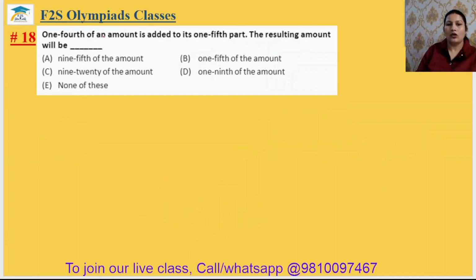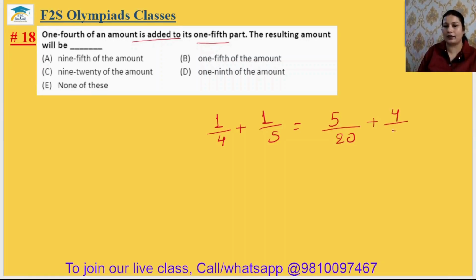Question number 18. 1/4 of an amount is added to 1/5 part. So 1/4 means 1 by 4, 1/5 means 1 by 5. This will be added as 5 by 20 plus 4 by 20, taking the common denominator. This is your 9 by 20. So it is 9/20 of the amount, which is option C. The 18th answer will be option C.